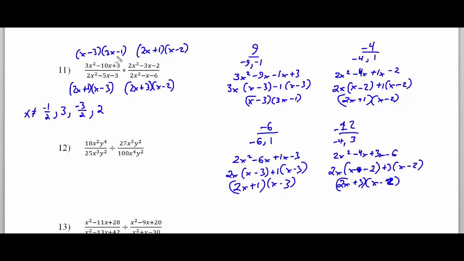And now watch the simplification. So the 2x plus 1s simplify to make 1. X minus 3 simplify to make 1. X minus 2 simplify to make 1. My final answer with these 4 exclusions for values of x is 3x minus 1 divided by 2x plus 3. And that is problem number 11. Took a lot of time because of all the tricky trinomials there, but it's a good review for that problem itself.